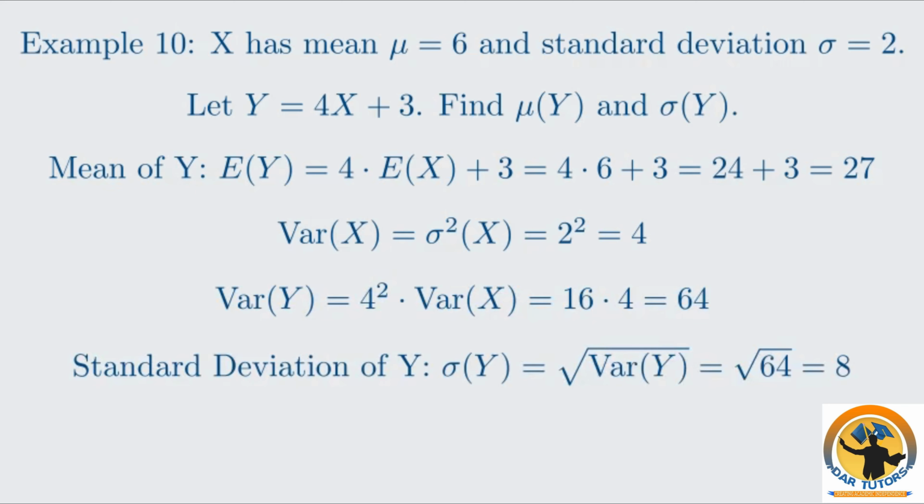Finally, the standard deviation of Y is the square root of its variance, which is the square root of 64. That gives us 8. The standard deviation of Y is 8. So we found that the new random variable Y has a mean of 27 and a standard deviation of 8. This is a very common HL-level application of these transformation rules.